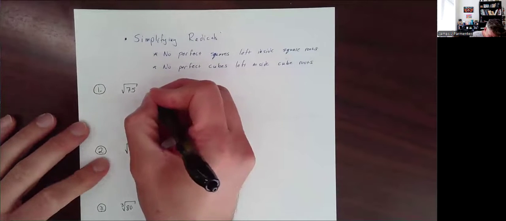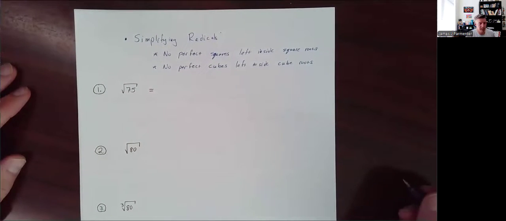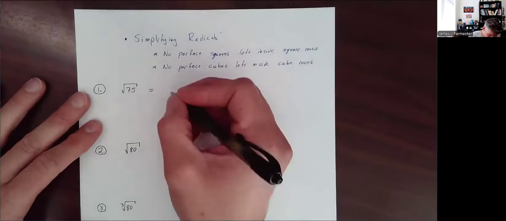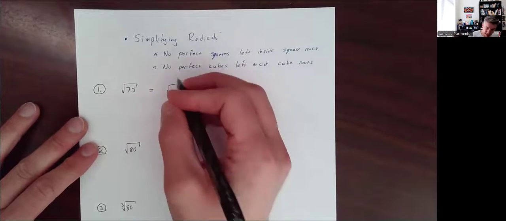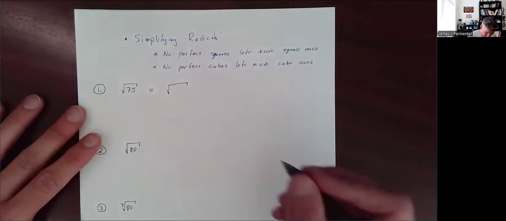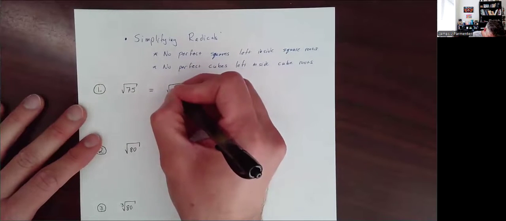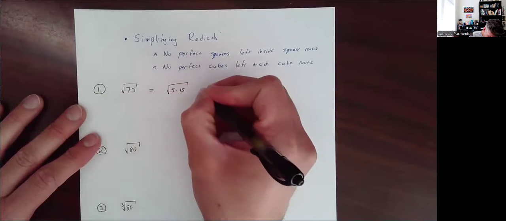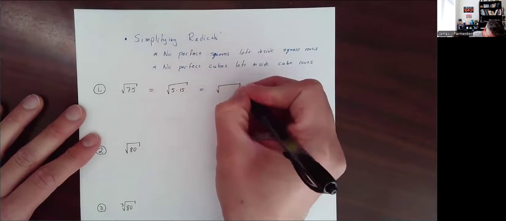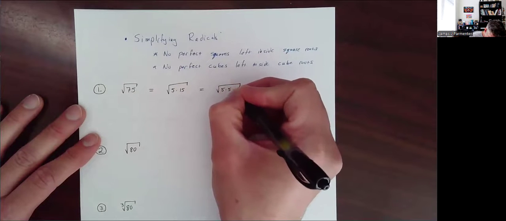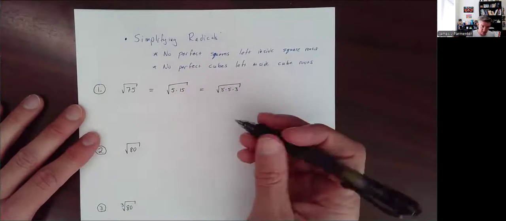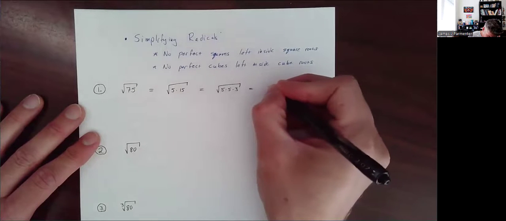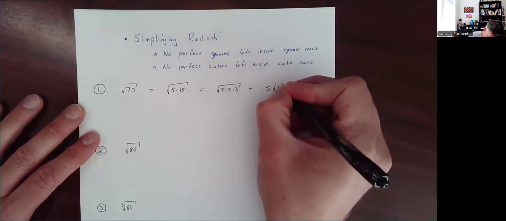So we could factor this however we see fit. You might recognize it's 3 times 25. But if you didn't, you might say, well, I know 5 is a factor, and 75 divided by 5 is 15. So it's 5 times 15. And you might write that as the square root of 5 times 5 times 3. The square root of 5 times 5 is 5, so it comes out, and you can write this as 5 root 3.